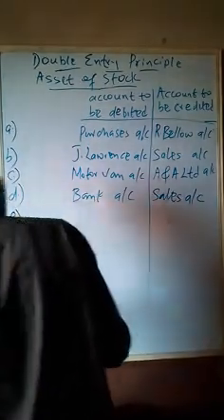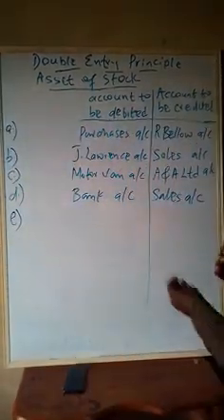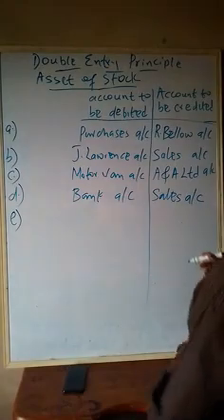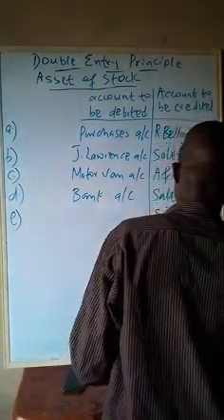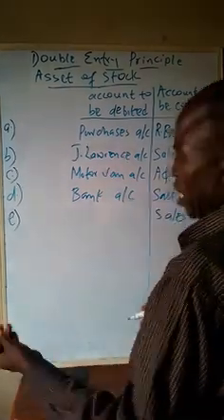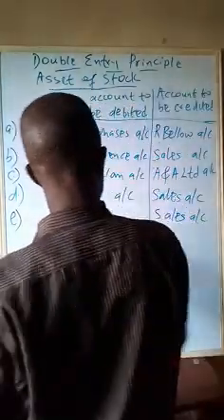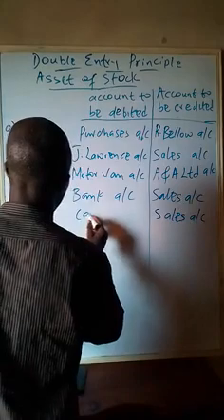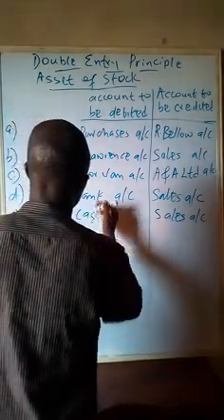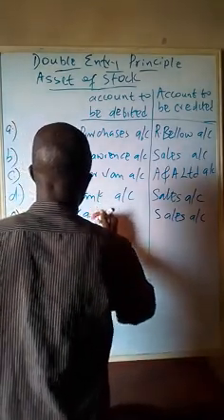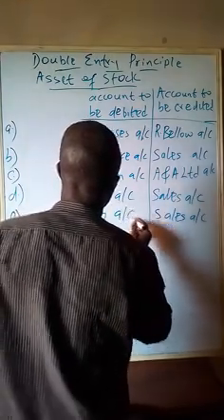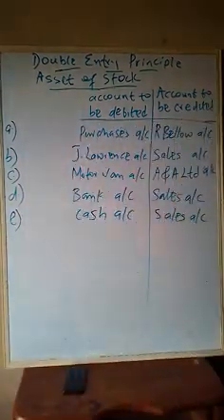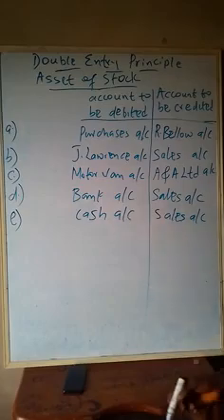Then E says goods sold for cash. That involves goods sold, that is sales account also. You credit sales account, and you debit cash account. The money goes into our cash. Sales account gives out, cash account receives.